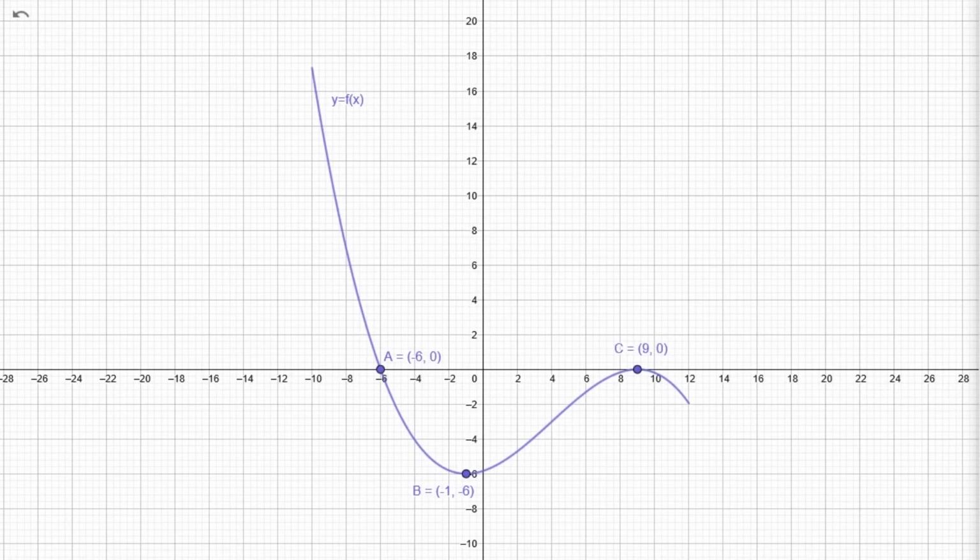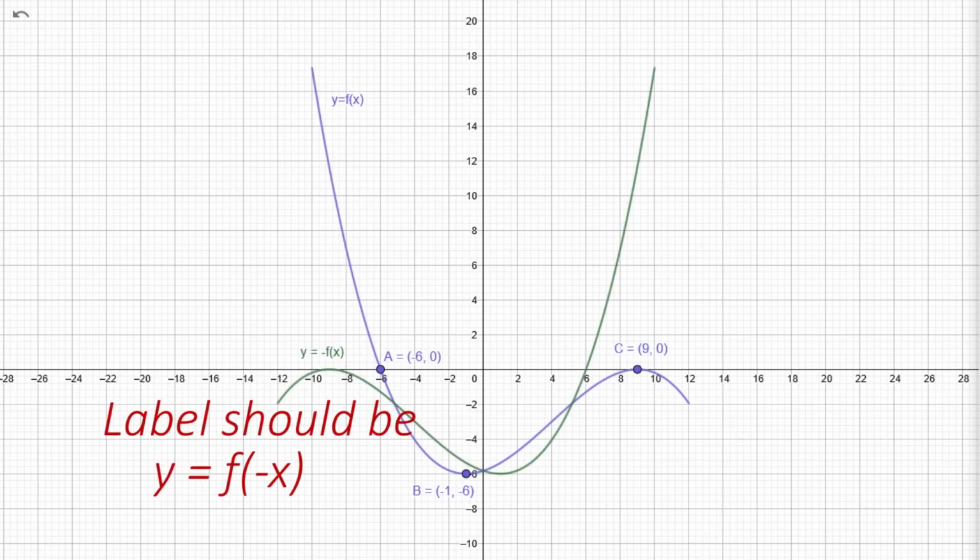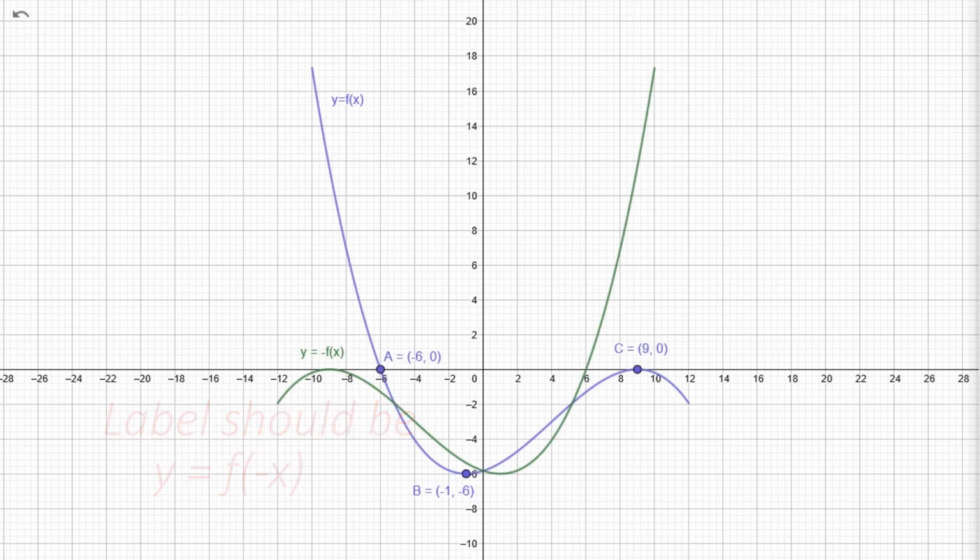And this time then, when we see the new curve, y is equal to f of negative x, it is a reflection of the curve we started off with in the y-axis. The point A, which was at negative 6, 0, is now at 6, 0. The point C, which was at 9, 0, has now been reflected to negative 9, 0. And the point B, at negative 1, negative 6, has been reflected, so it is now at 1, negative 6.